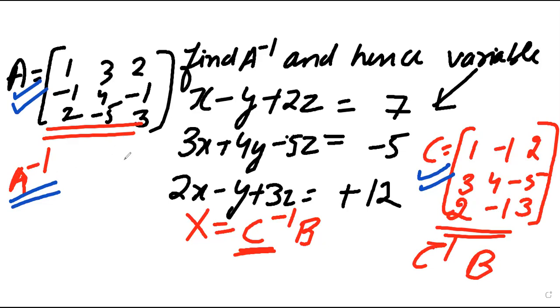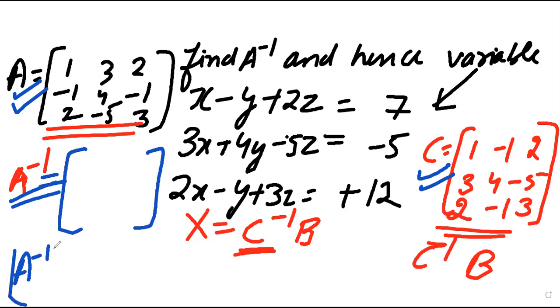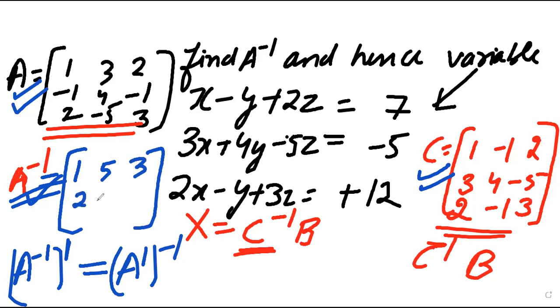So instead of finding A inverse and then C inverse, what I will do, first I will find out A inverse. First we will find A inverse, and then after finding A inverse, I will take the transpose of it. Because A inverse transpose is equal to A transpose inverse. Is it clear? Okay, this is the result. So that's why I will use it. Okay, for example, A inverse has come to me as 1 5 3 2 -1 2 5 7 6. So there is no need to find C inverse.